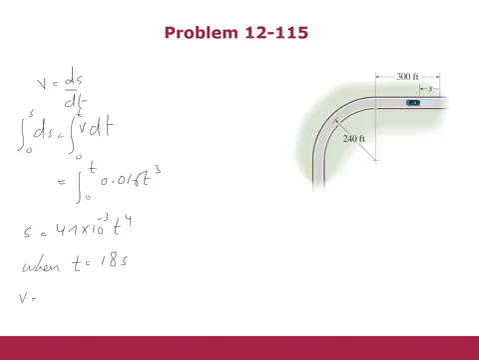velocity will be 93.3 feet per second, right? And you will get the s, which is 430.4 feet, right? So our s is 430, which is actually greater than this 300 feet. It means our car is in this curved region, okay?